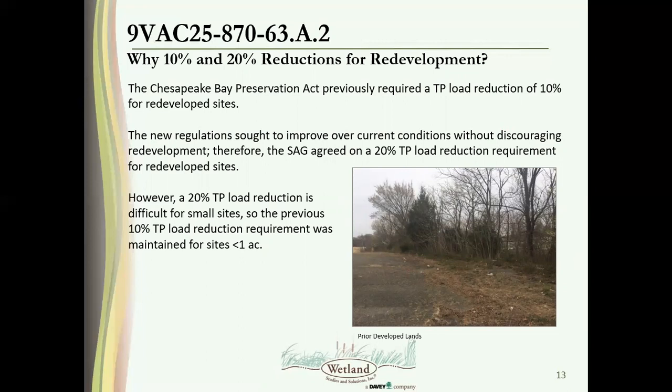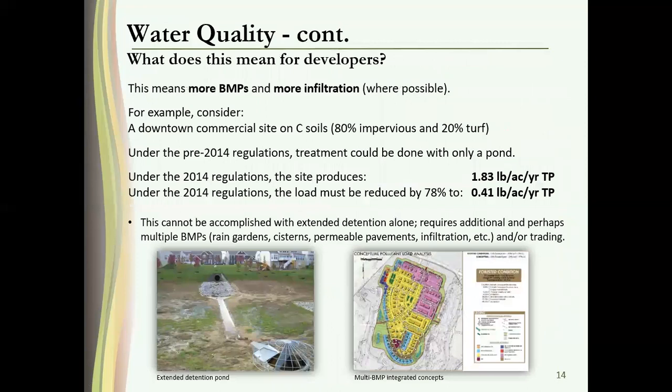But the 10 and 20% reduction from a real small site can actually become kind of onerous. As we'll see later with the different BMP Clearinghouse options, it can be a little hard to achieve 20% reduction if you have a really small footprint. Oh, and here's what I mean by prior developed land. This is literally one of my projects. It used to be a parking lot.